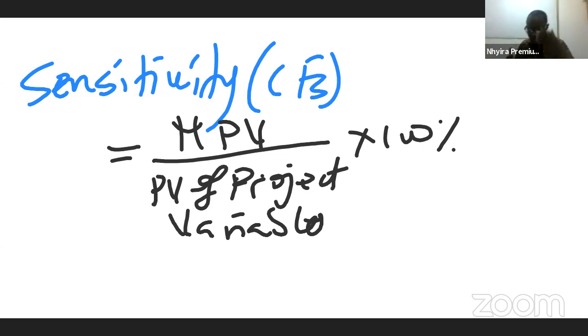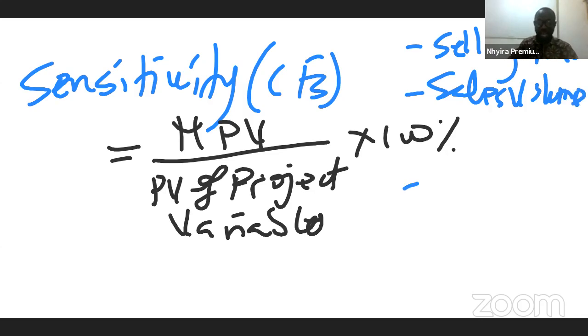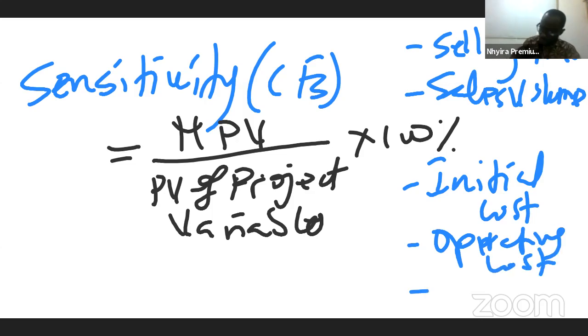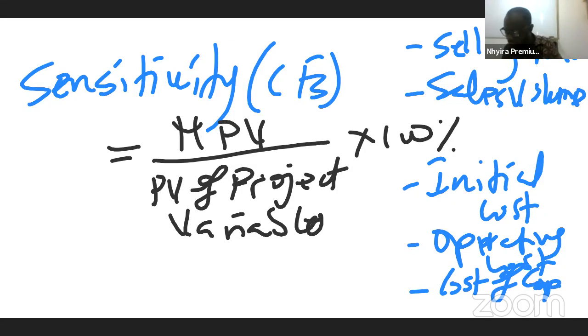Now, note that when we talk about project variables, we mean the things we use in the computation of the NPV, like our selling price, our sales volume, the initial cost, the operating cost, the cost of capital. The question we are asking ourselves is, what will happen to the NPV we have computed should any of these variables change? If they change, what will be the impact on the NPV? That is what sensitivity analysis is about.